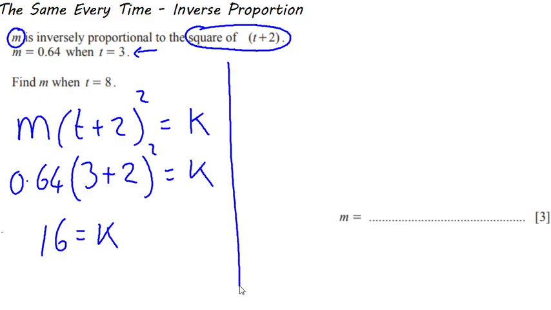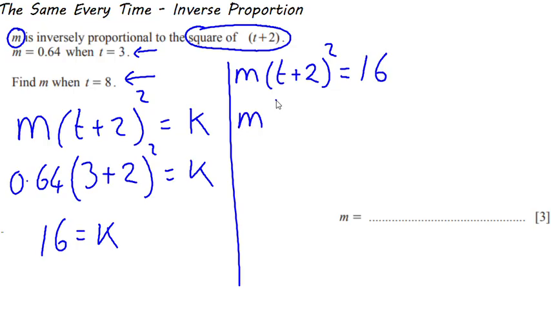Then in the next part of the question, the last part of the question, I must write my formula again. So m(t plus 2) squared is equal to, now I know the value of k, that is 16. So k is 16. And I'm on the last line, that one there. Find m when t equals 8. So m is just m. Everywhere I see t, I'm going to put 8 instead.